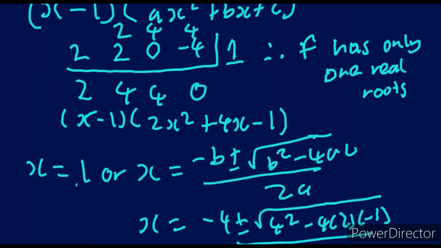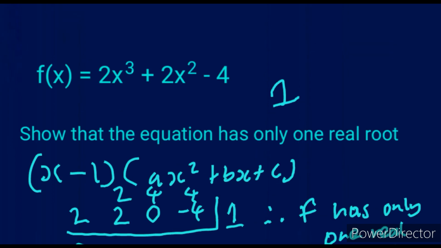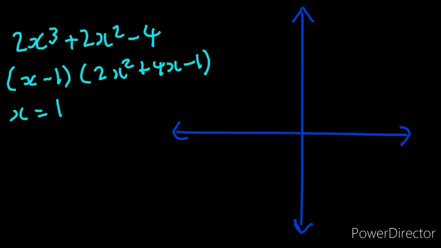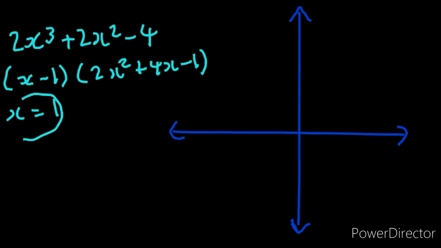You have to show them that there is only one solution and how that the quadratic part of it gives us error. So it is also very important to know how the graph looks like. So let's figure out how the graph looks like. So f has only one real root, one x-intercept, meaning that it will touch the x-axis only once. So it will have one x-intercept.